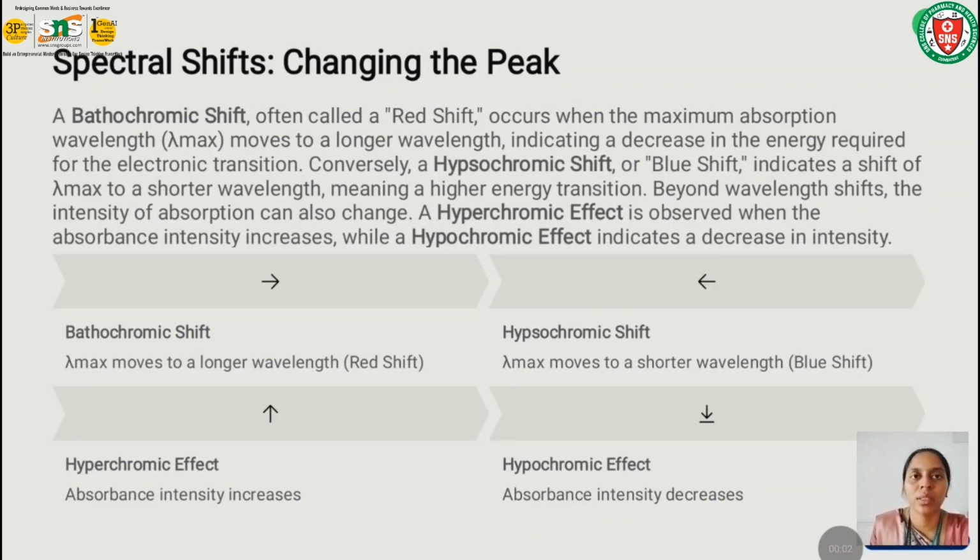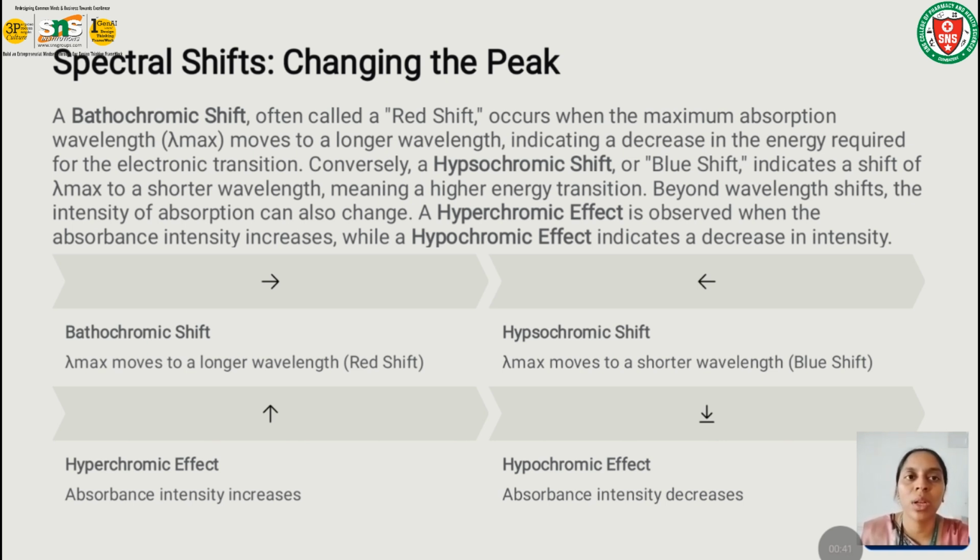Hi everyone, in this lecture I am going to discuss spectral shifts, that is, changing the peak. We all know the peak, that is, the spectrum that we obtain from UV-visible spectrophotometry, is a fingerprint for each and every compound, but there may be changes that occur when you introduce some changes to the compound, or if you change your solvent. Many differences may occur. So spectral shifts are one of those effects. The spectral shifts can be classified as bathochromic shift, hypsochromic shift, hyperchromic shift and hypochromic shift.